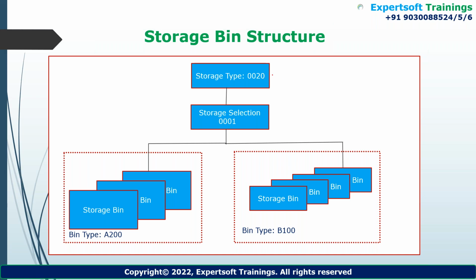Yeah. So you have storage type, you have storage section. Under that, you have like 6 bins. Out of 6 bins, 3 bins are of 2 meter bin height, and 3 or 4 bins are 1 meter bin height. So you can define the bin types, and based on that you can group similar attribute bins within your storage type or storage section. So that can be possible as a bin structure.